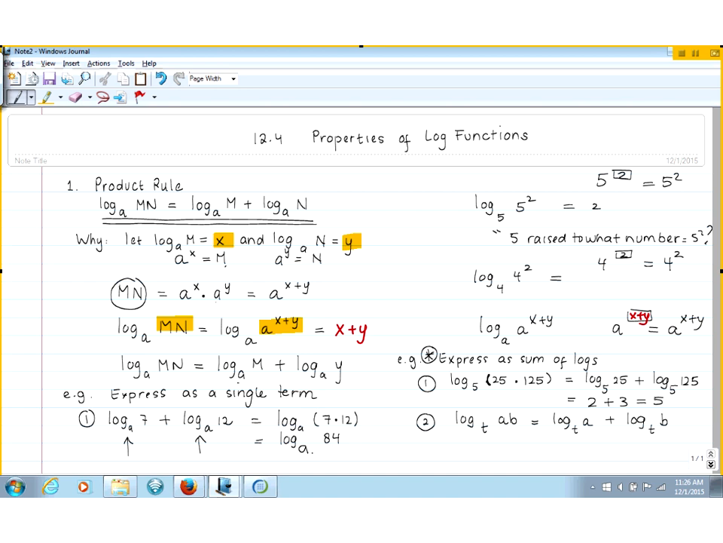Yeah, this is the answer. Log base A of 84. This is 8, yes. Is this too small or too big? Yeah, I know. Yeah, this is A. Whenever I write base or exponent, it's always small. Yes? Okay. So let's continue.